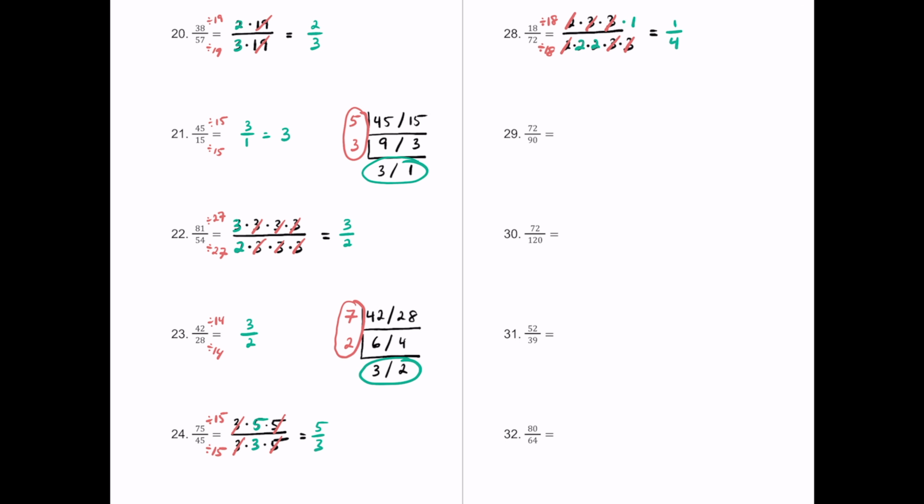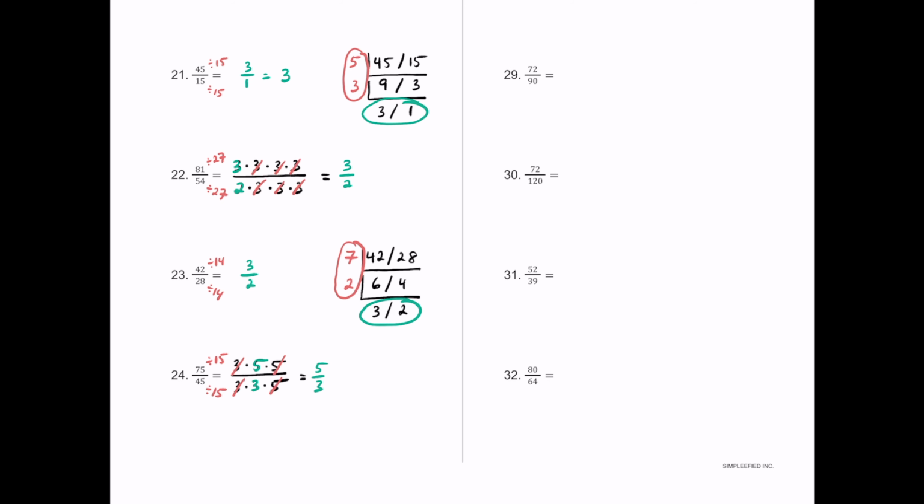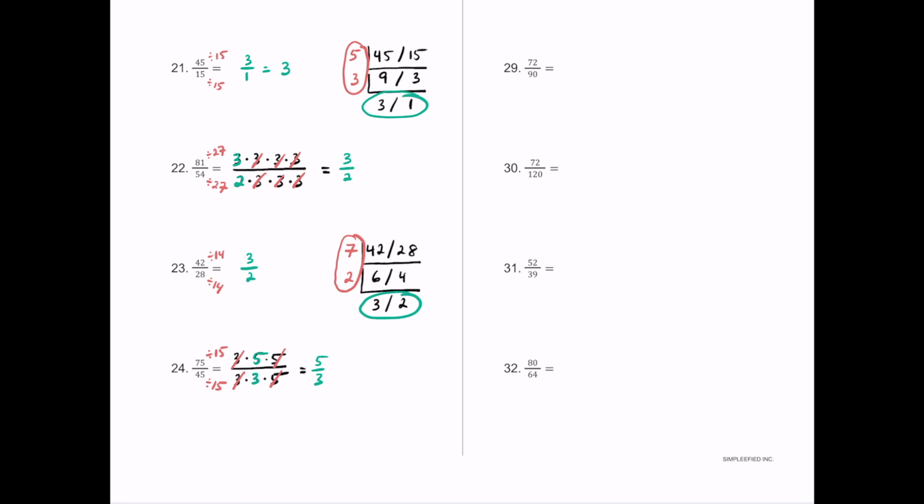Check out these last few. So for 29, we have 72 over 90. Let's use the ladder method for this one. So 72 over 90. Think of your multiplication facts and try dividing here, but I'm thinking of 9. 9 times 8 is going to be 72, and 9 times 10 is going to be 90.